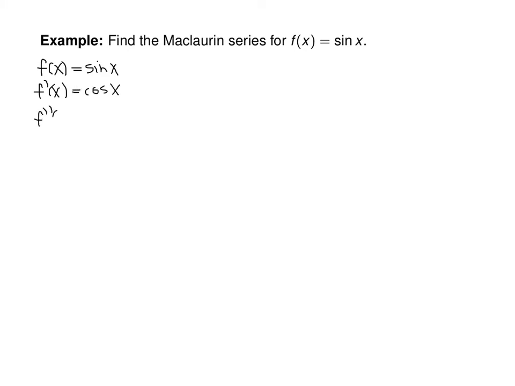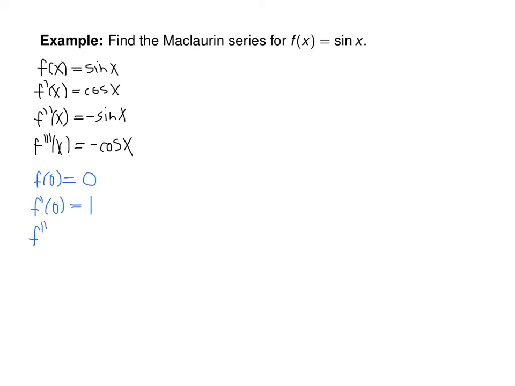The second derivative, so cosine's derivative, is negative sine x. And the third derivative is negative cosine x. And if you were to differentiate negative cosine x, you're going to end up back at sine. So these derivatives are going to cycle in cycles of 4. And then notice that f of 0 is 0, sine of 0 is 0, f prime of 0 is 1, f double prime of 0 is 0, and the third derivative at 0 is negative 1.